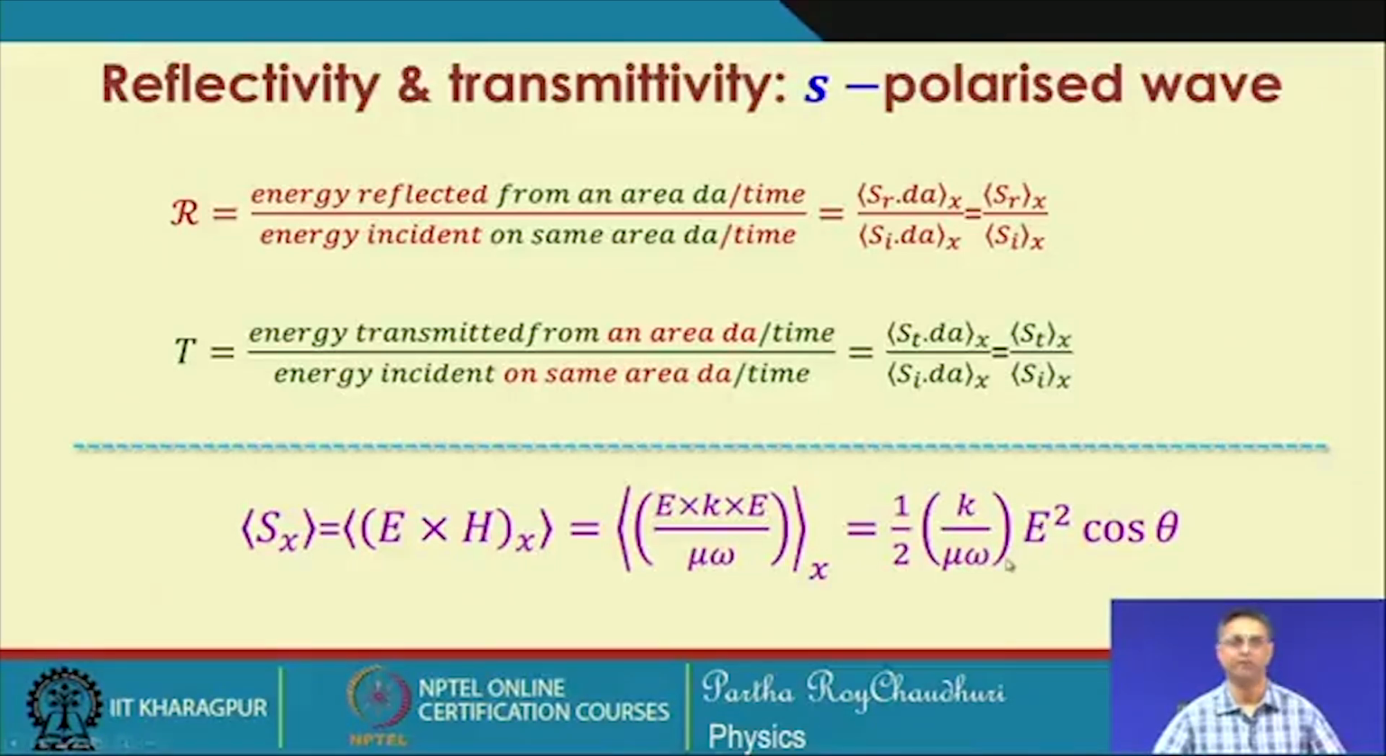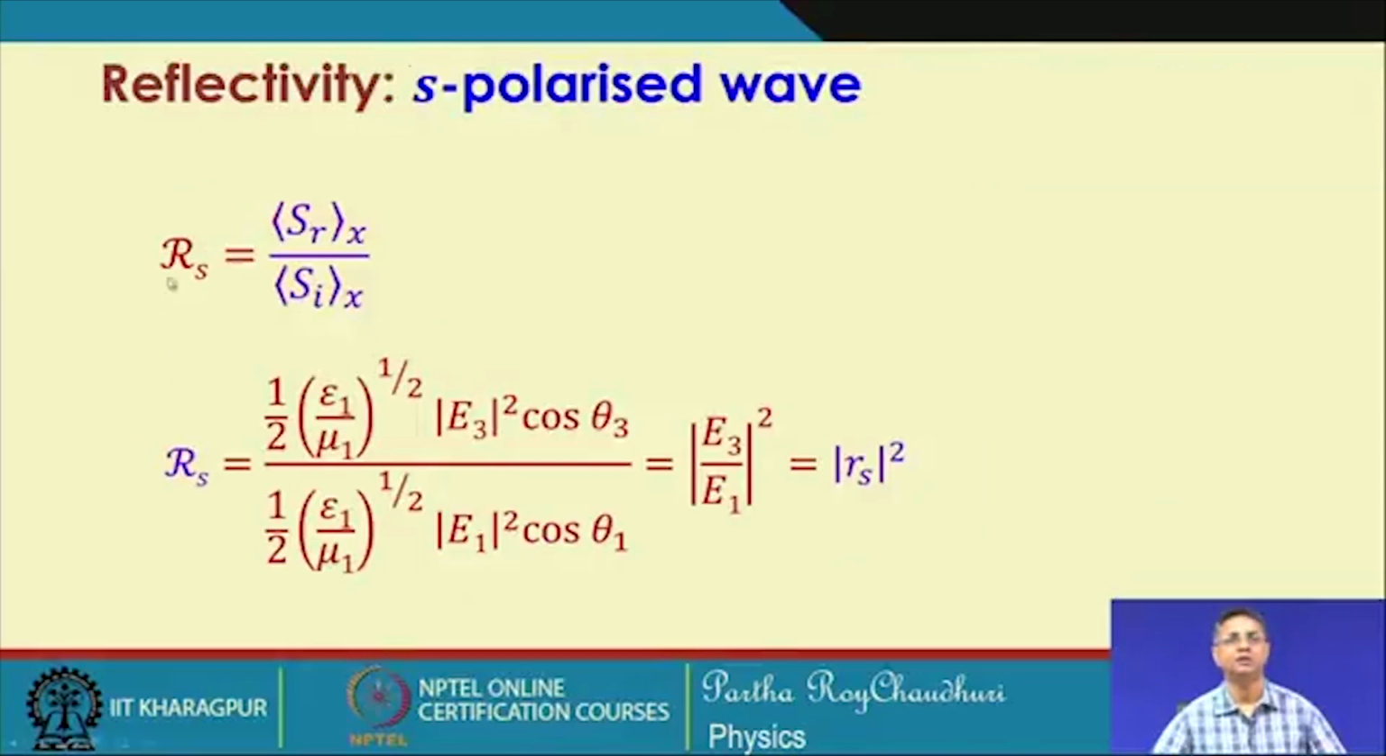So, we will now evaluate this expression in order to find the energy reflected or transmitted, that is, energy flowing along the x direction. If it is in the negative x direction, it is the reflection; if it is in the positive x direction, it will be the transmission. So, let us calculate that for the reflectivity for the S wave, we can write this equation.